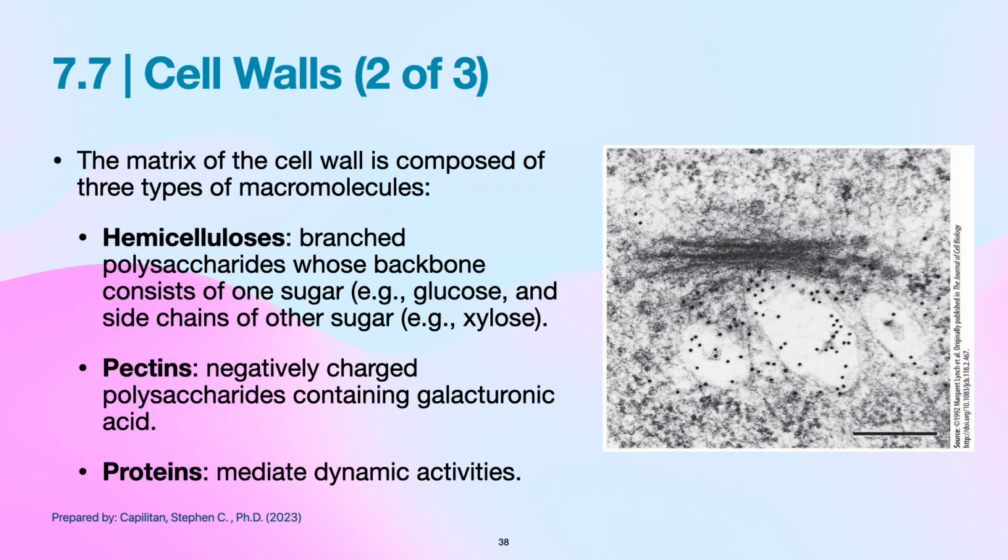The matrix of the cell wall is composed of three types of macromolecules. The first is hemicelluloses. These are branched polysaccharides, whose backbone consists of one sugar, for example glucose, and side chains of other sugars such as xylose. Pectins, negatively charged polysaccharides containing galacturonic acid, and there are also proteins which mediate dynamic activities.